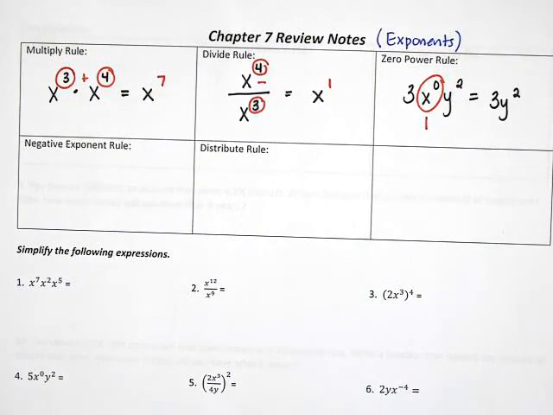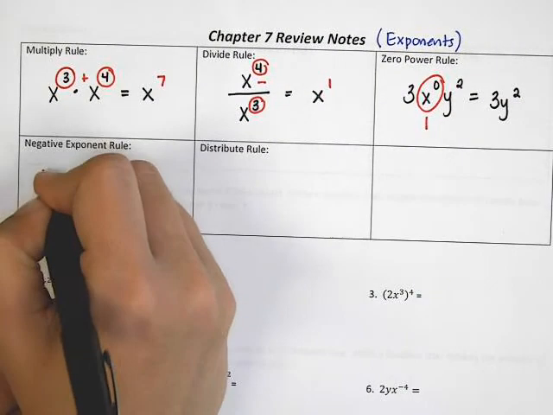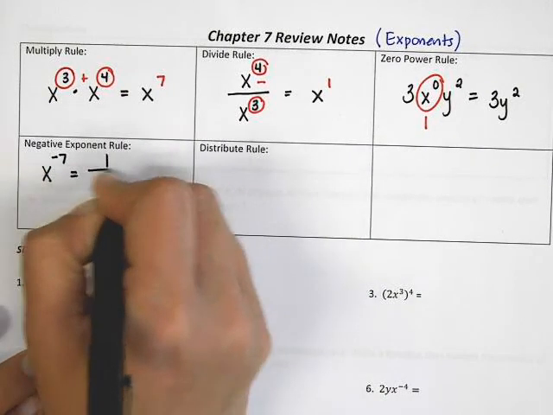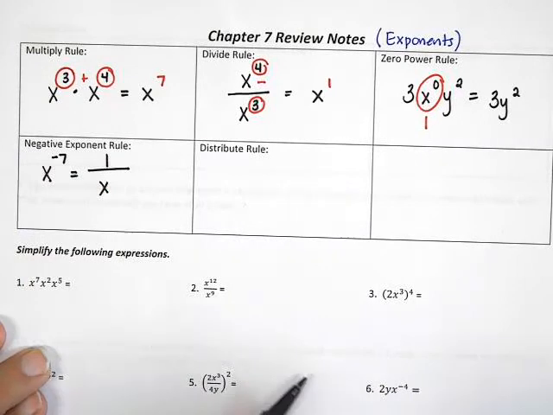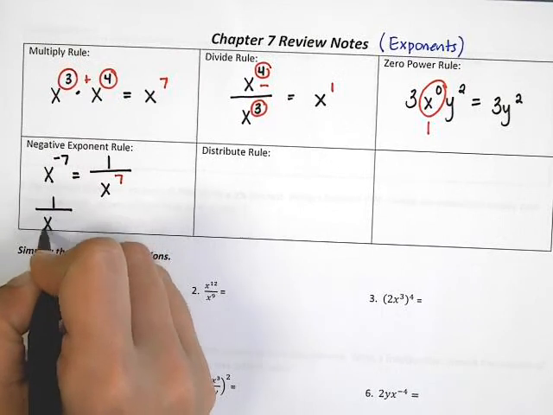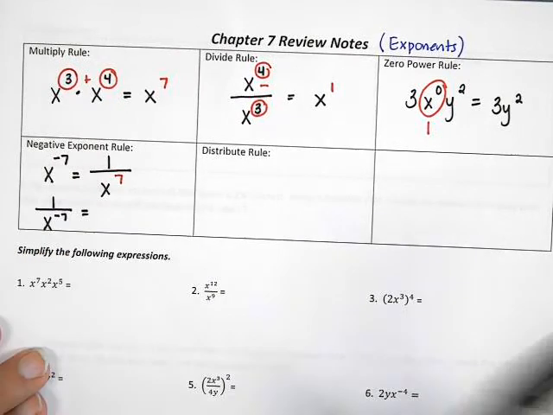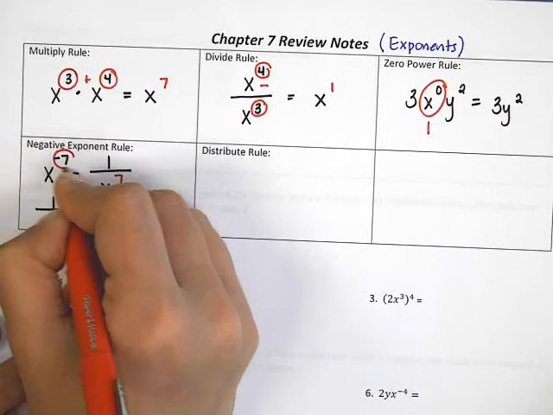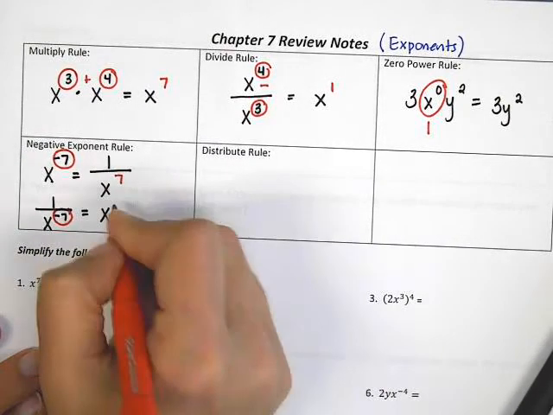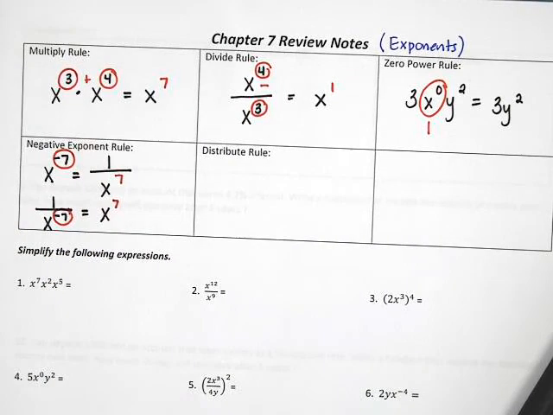We learned about negative exponents. So we said x to the negative 7th would really mean 1 over x to the 7th. We turn it into a fraction, and the same thing would go vice versa. If we had 1 over x to the negative 7, then the negative exponent would mean just put it back on the top, x to the 7th over 1.